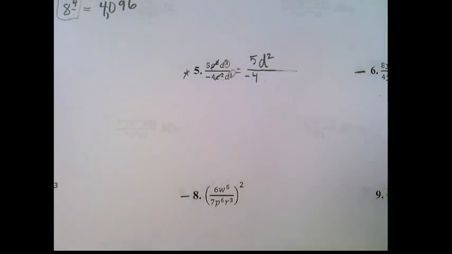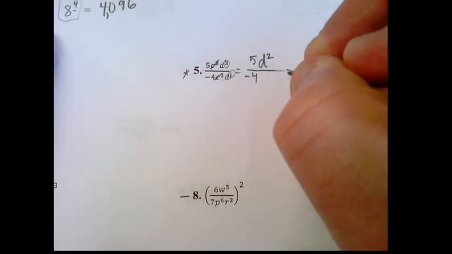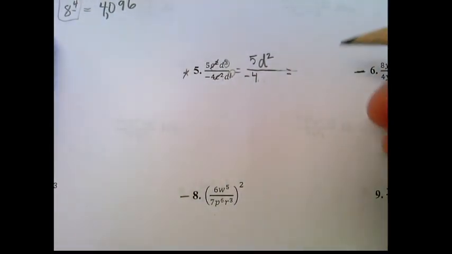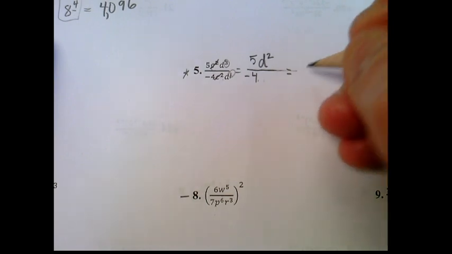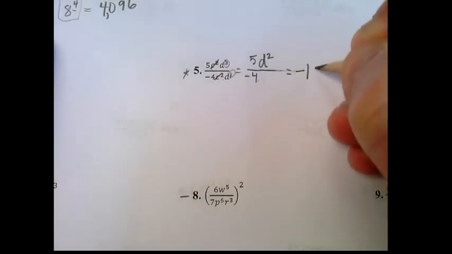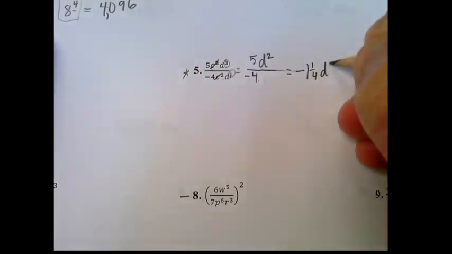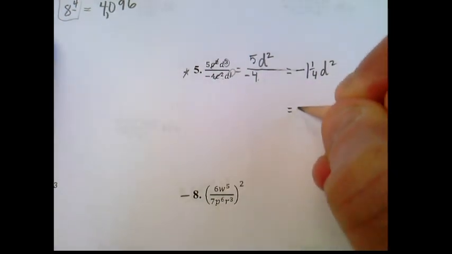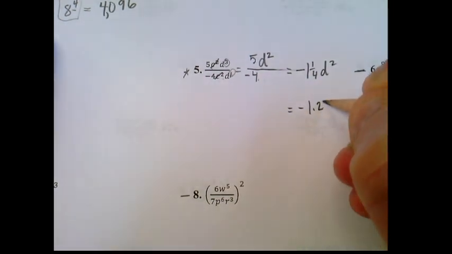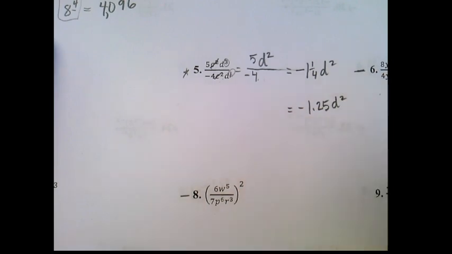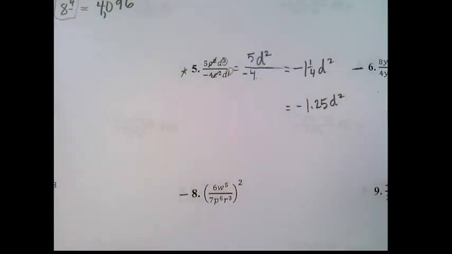Now, I could write this a different way. I could also say this. 5/4 is the same thing as 1 and 1/4. So I have negative 1 and 1/4 d squared. Or I could even say negative 1.25 d squared. Okay? Those are all the same answers there. And I'm okay with any of them as of right now.